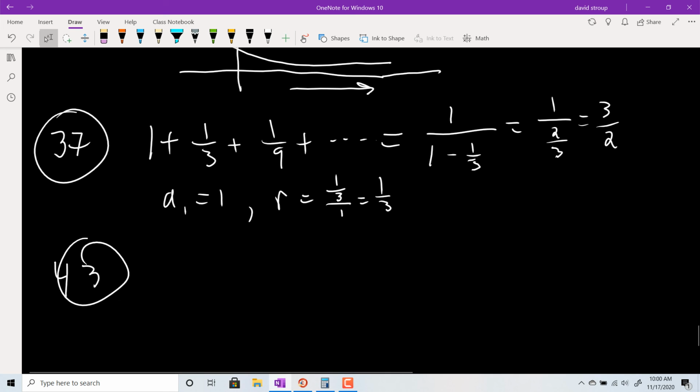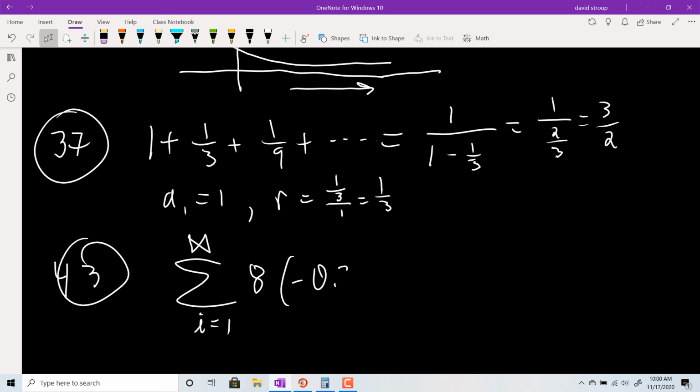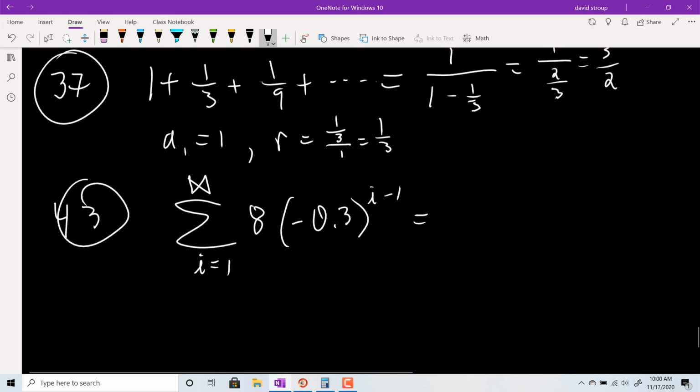Let's look at 43. So here I have the sum from i equals 1 to infinity. I like using little bow ties for infinity. Of 8 times negative 0.3 to the i minus 1. For this, what I do is usually just write out a couple terms. So I have 8 times negative 0.3 to the 1 minus 1 is 0, so that's just 8, plus 8 times negative 0.3 to the 2 minus 1, which is 1, plus on and on for infinity.